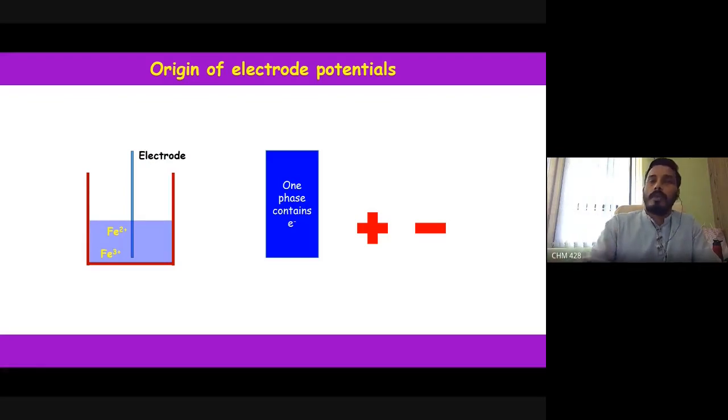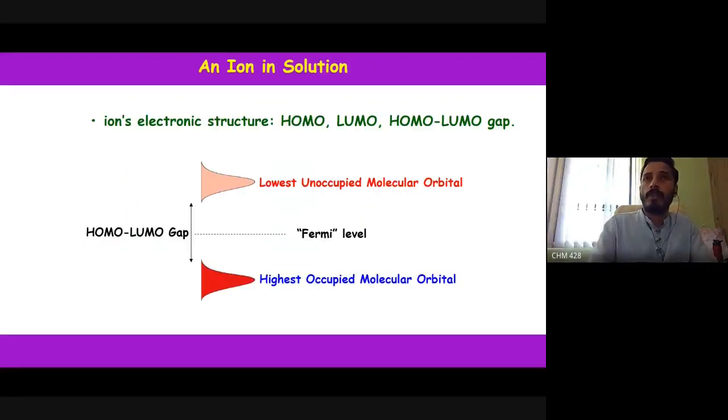So metal has a Fermi level. Fine. What about the solution? Solution species also has a Fermi level. Why? Because it has a HOMO level, it has a LUMO level, and by definition, Fermi level is the level where the probability of occupation is 50%. So the solution species also has a Fermi level.